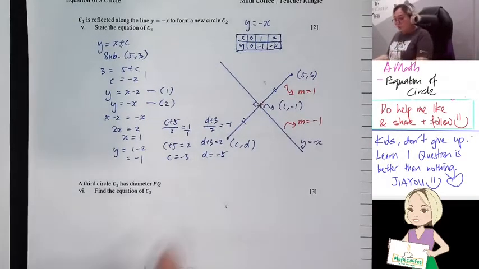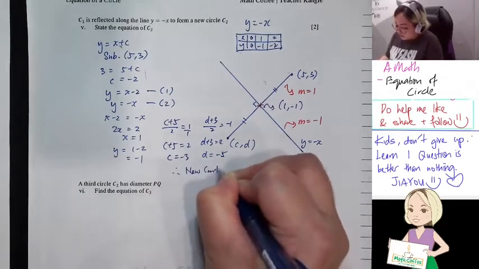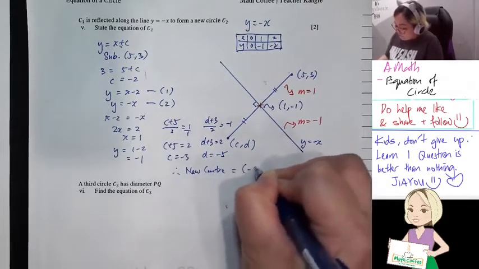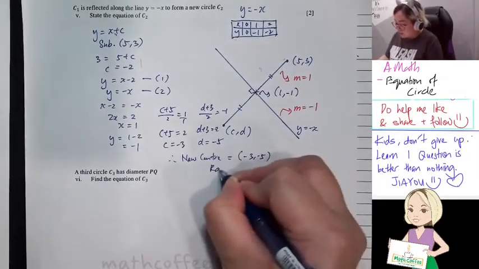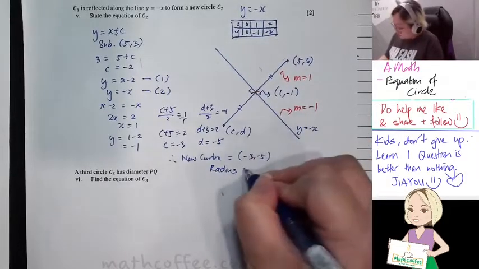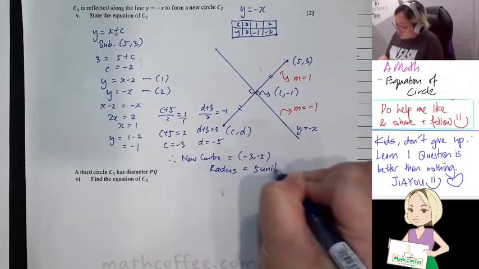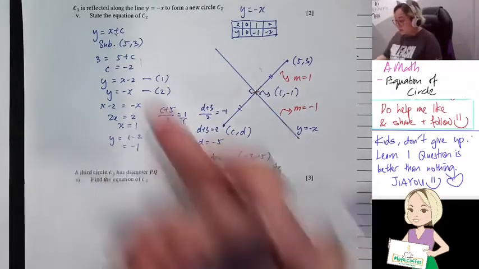Done. So therefore now I know that my new center will be equals to -3, -5. And the radius remains the same. It is at 5 units, if I'm not wrong. Yes, 5 units. So with this, we will be able to find the equation of the second circle.